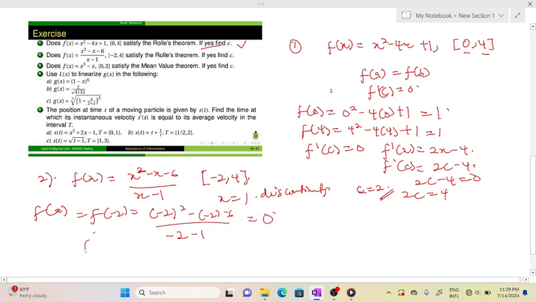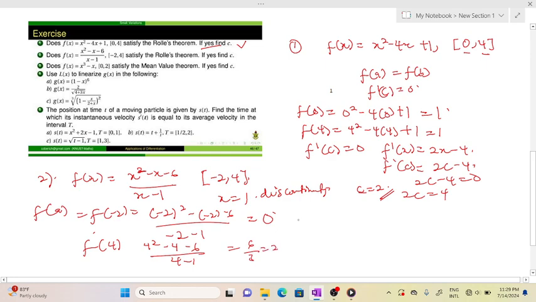So let me find f of 4. That is my f of b, which is going to give me 4 squared minus 4 minus 6, all over 4 minus 1. 4 squared is 16. 16 minus 4 is 12, right? Then 12 minus 6 is 6, all over 3, giving me 2.